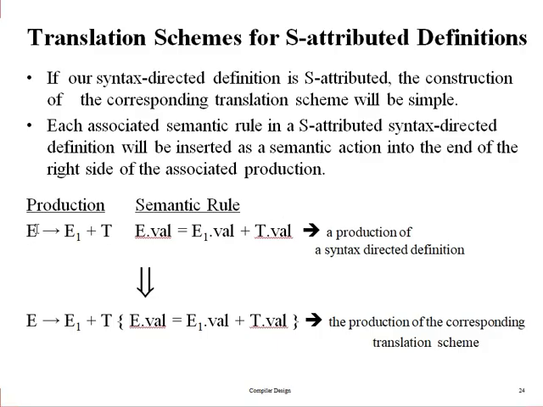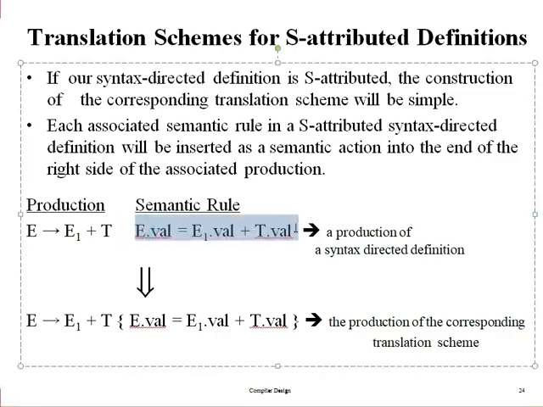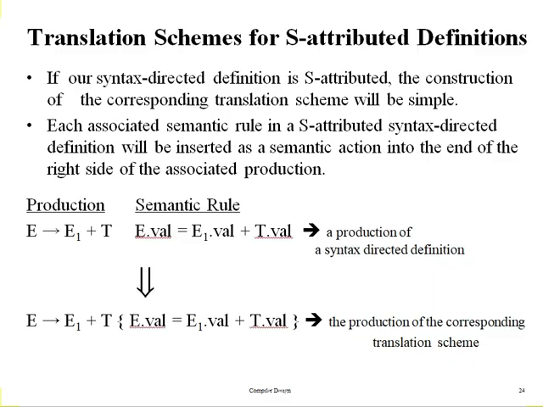So for example, if we have such an S attributed grammar, we can convert this S attributed grammar into translation scheme notation by simply taking the semantic rule as a semantic action by putting the semantic rule within braces at the end of the production rule. There is no separating space between the production rule and the semantic actions. So here we just simply put the semantic action at the end of the production rule. So this is the translation scheme representation for the S attributed grammar.